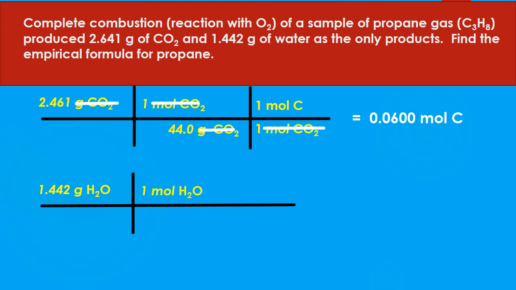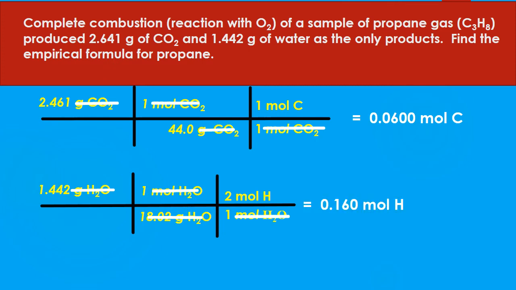For water, we start with 1.142 grams. In 1 mole of water, we have 18.02 grams, the formula mass. And in 1 mole of water, we have 2 moles of hydrogen because we have H2O. So here we have 2 moles of hydrogen. That gives us 0.16. Same thing as we did before, we're going to calculate our mole ratio.